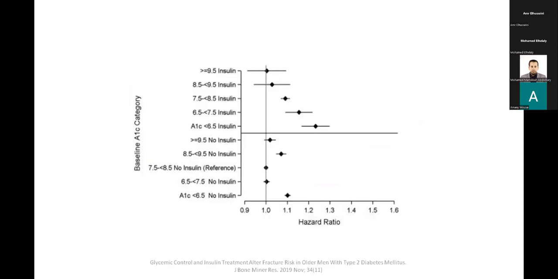And this study shows that the higher risk of fracture with insulin users was found when hemoglobin A1C was below target. This indicates that most of the risk of fracture in insulin users could be attributed to hypoglycemia.